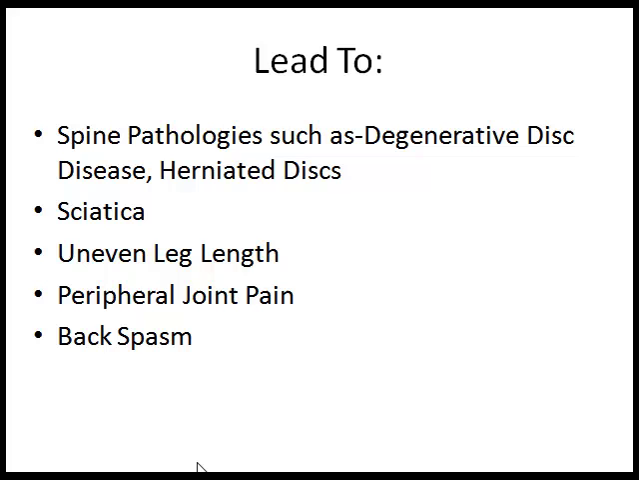Again, when you test positive with the Thomas test, it's a good indication that you are having hip flexor issues, and it can lead to spine pathologies such as degenerative disc disease, herniated discs, sciatica. It can cause uneven leg length, and that in turn can lead to knee pain, plantar fasciitis, a multitude of different problems, as well as back spasms.